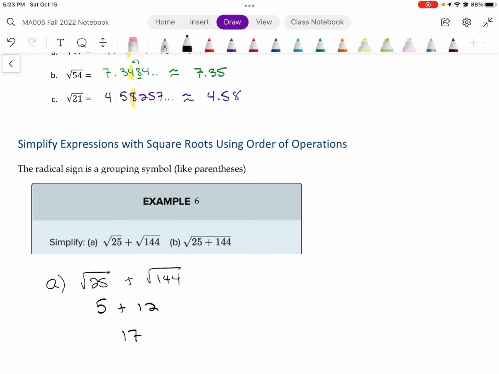So I'd like you to contrast this to the square root of 25 plus 144. So this is a grouping symbol here. We've got to do everything on the inside first. So add first. Do not take the square root of 25 and the square root of 144 and add them together, because that gives us 17. This is going to give us the square root of 169. Well, what's the square root of 169? That's 13. Very different. So be careful. You've got to use the grouping symbol of the radical sign carefully.